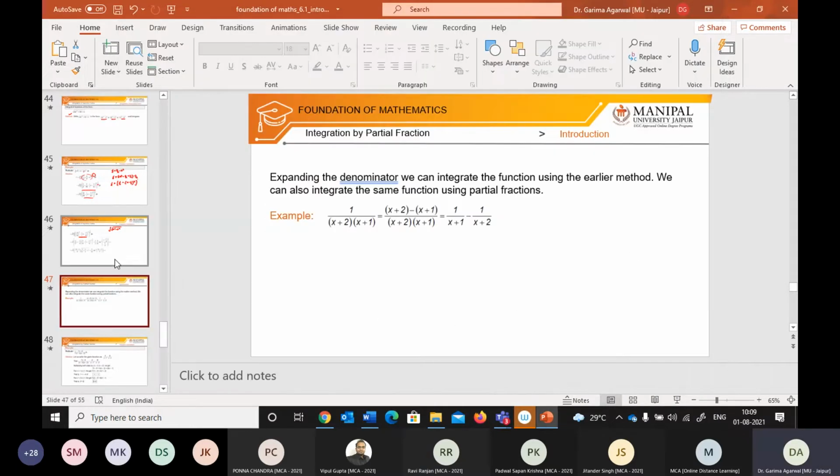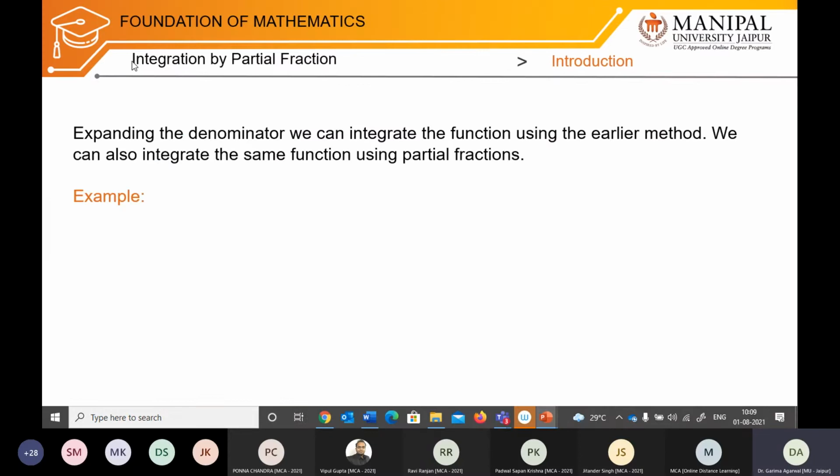Okay, so in that case, I would like to move forward with this topic, partial fraction. So how does partial fraction work? First of all, we need to understand when we can use partial fraction: when the degree of the numerator is less than the degree of the denominator.